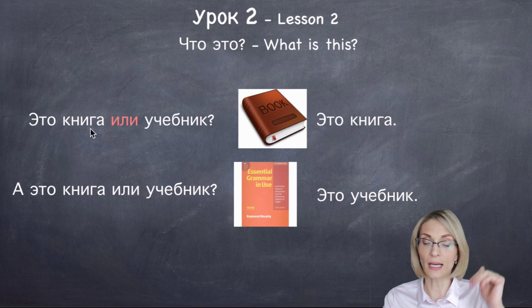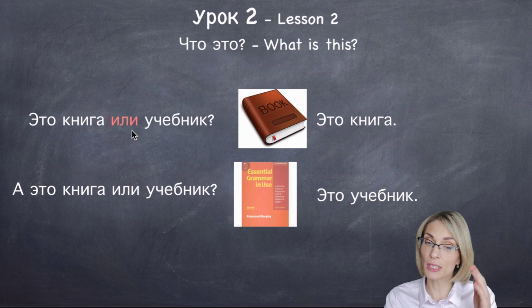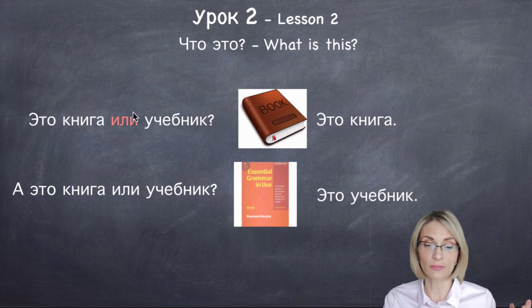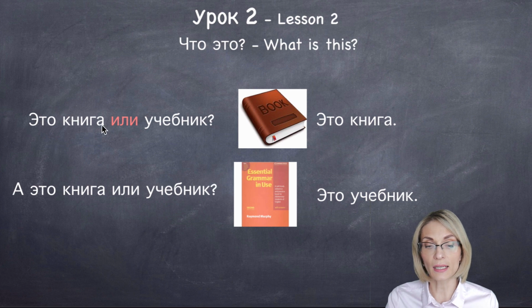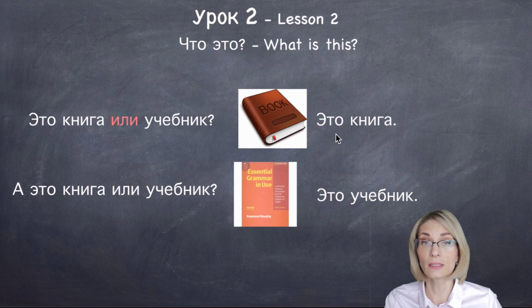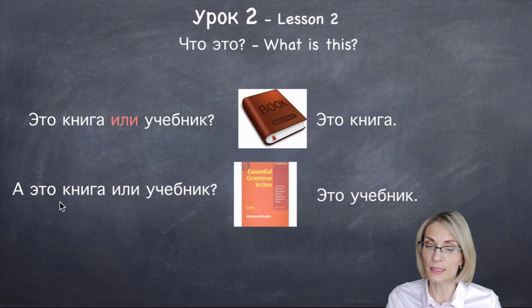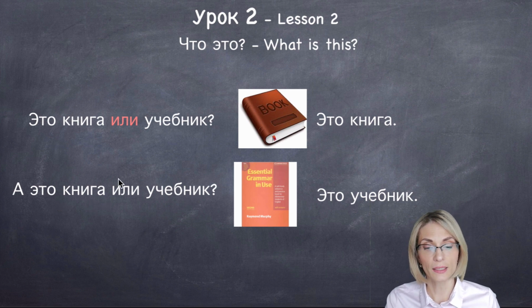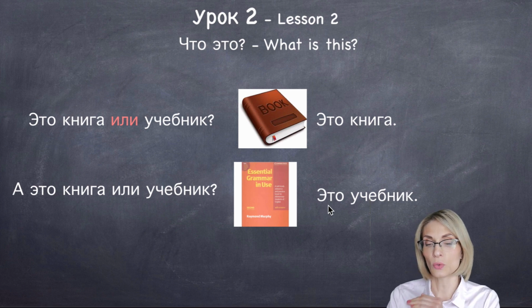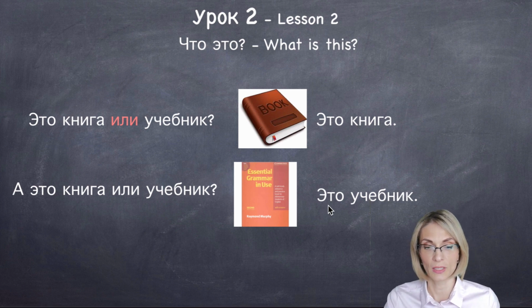Let's now ask an alternative question. Это книга или учебник? Now, или is our alternative conjunction, or. Listen again. Это книга или учебник? Это книга. А это книга или учебник? Это учебник. Good.